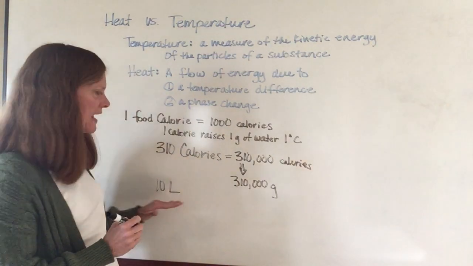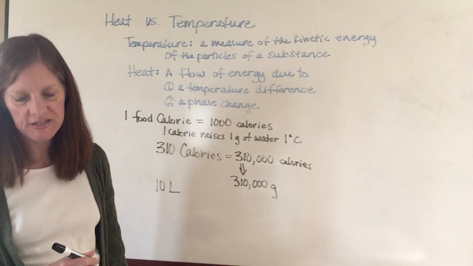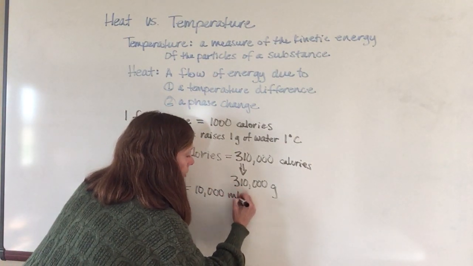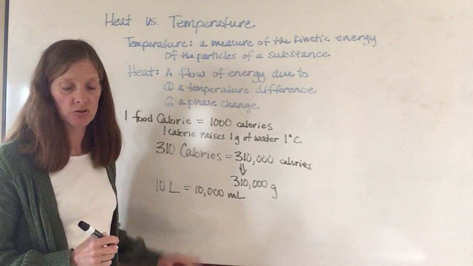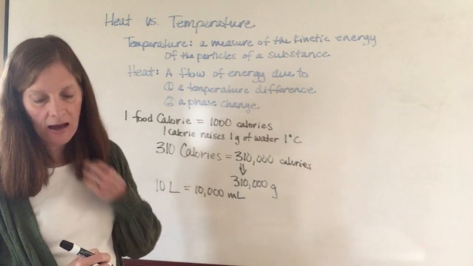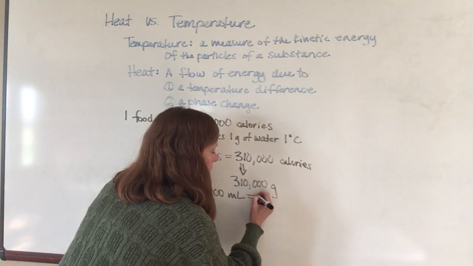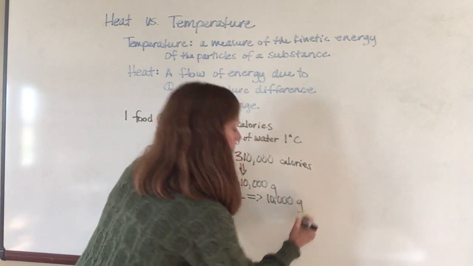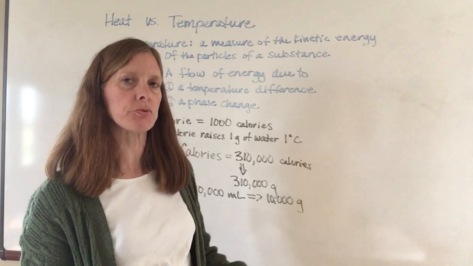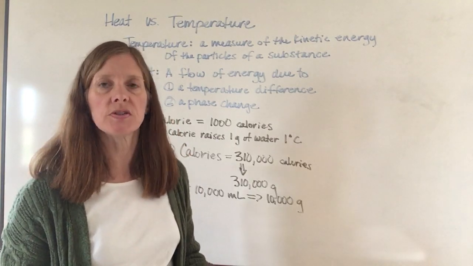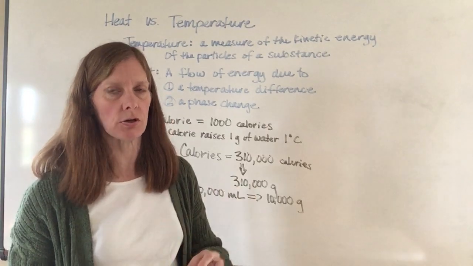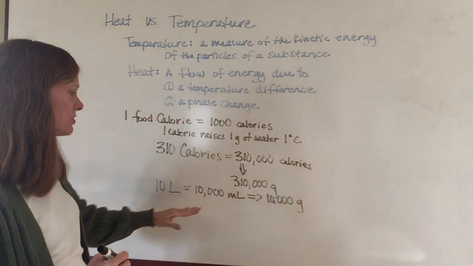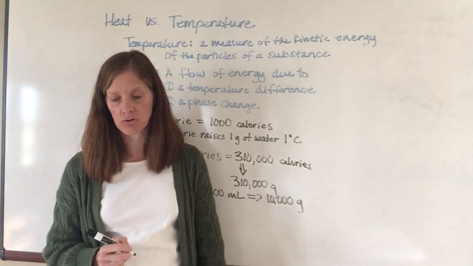Okay, so 10 liters is going to be the same thing as 10,000 milliliters, because remember there's 1,000 milliliters in every liter. Well, 10,000 milliliters is going to weigh 10,000 grams, because if you remember from way back in the first chapter, we talked about the density of water, and we said the density of water is 1 gram per milliliter. Milliliter, you've seen in your graduated cylinder, a milliliter is not very big. And so 10,000 milliliters of water would weigh 10,000 grams.